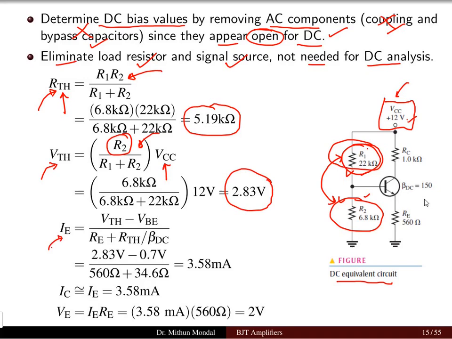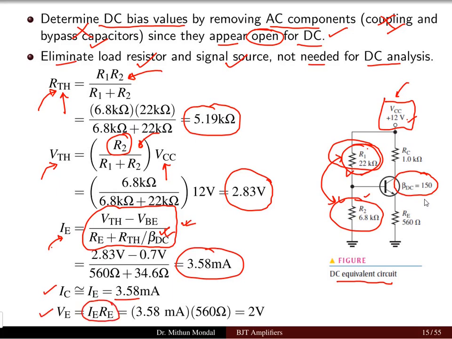Similarly, we can calculate the emitter current. This derivation we have done in the previous lecture, how to obtain the emitter current in the common emitter configuration. So we can use the formula directly and get the emitter current, where beta is the gain at DC. Here the example considers beta to be 150. Collector current and emitter current are approximately equal, which is equal to 3.58 milliampere, and the emitter voltage we can calculate from Ohm's law as the IE times RE product. That gives 2 volt.